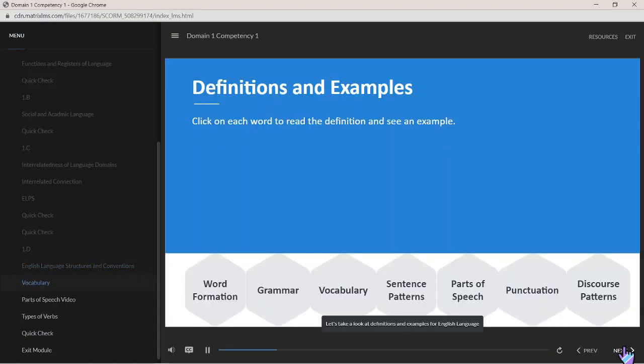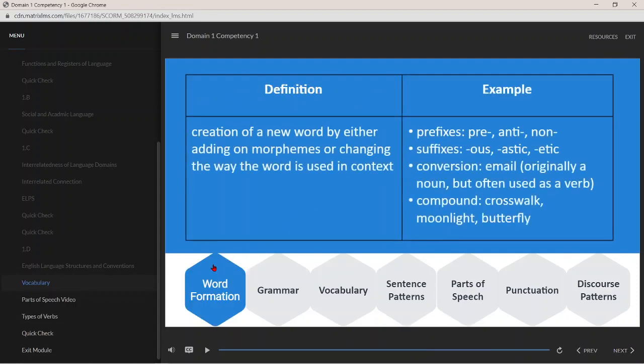Let's take a look at definitions and examples for English language structures and conventions. Click on each word to read the definition and see an example. Word formation. Definition: creation of a new word by either adding on morphemes or changing the way the word is used in context. Examples include prefixes, such as pre, anti, and non, suffixes, such as ous, astic, and etic. Conversion of words, such as the word email, which is originally a noun but often used as a verb, and compound words, such as crosswalk, moonlight, and butterfly.